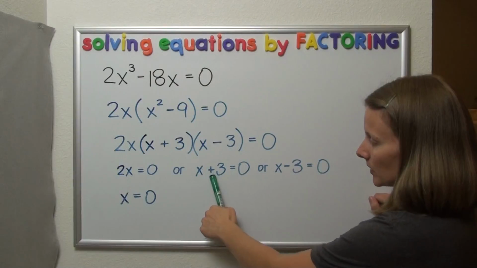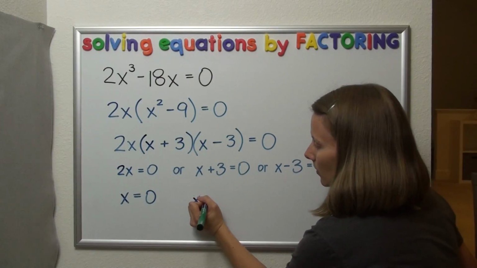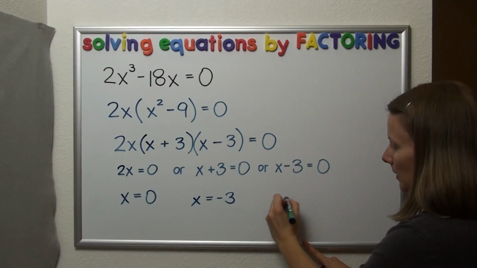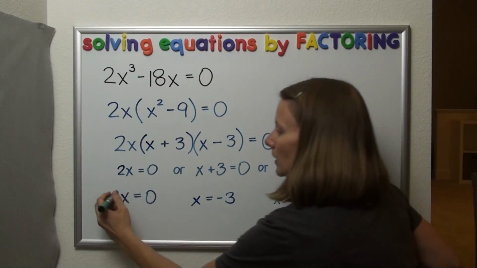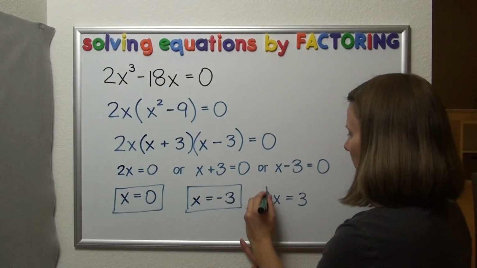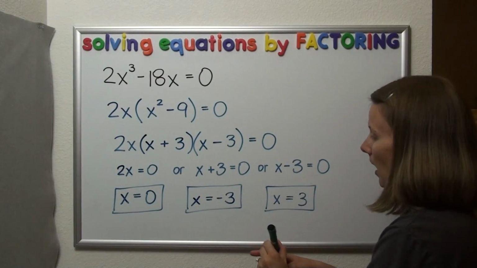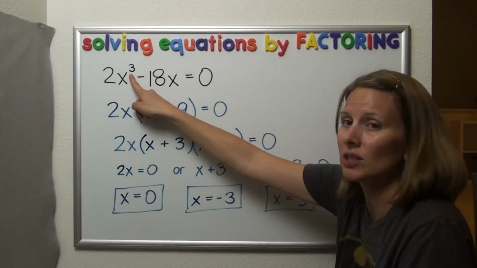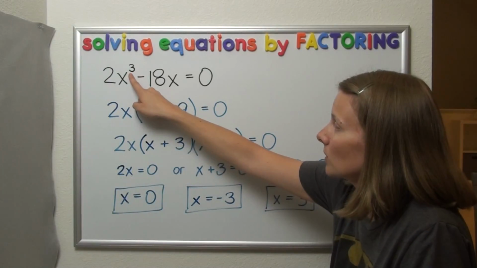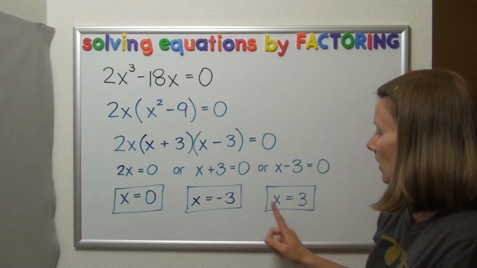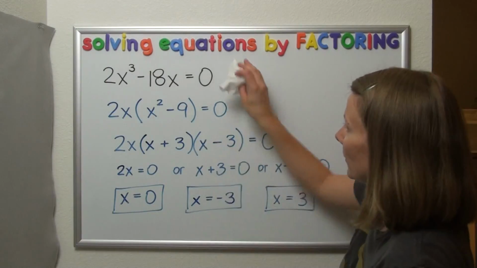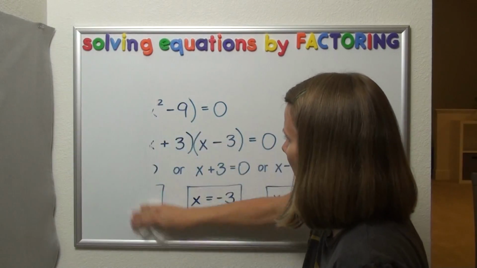Okay, the next one, we'd send the 3 to the right. It becomes negative 3. And this last one, we send the 3 to the right. It becomes a positive 3. So it looks like here we've got 3 solutions. We have x equals 0, x equals negative 3, and x equals positive 3. And if we look back at the original equation, it was a cubic equation, meaning it was degree 3. The highest exponent was 3. That tells us there should have been 3 solutions, and we happened to find all 3 here. Okay, we'll look at another one.